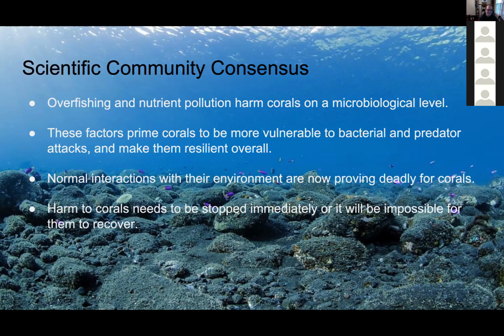So these small changes that they might be able to survive anyway, now they can't, and they die off at an even faster rate.